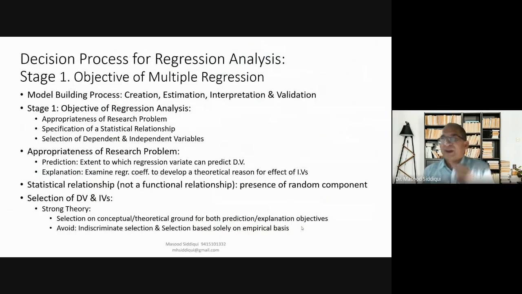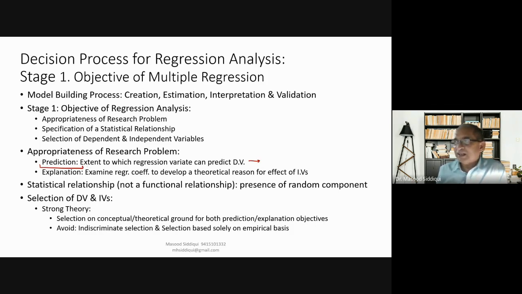So now, what is the objective? First is the objective of multiple regression, and the appropriateness of the research problem. These things are being discussed. This is the first step. Here, I have already explained there are two objectives. One is the prediction, where we try to predict the value of y.